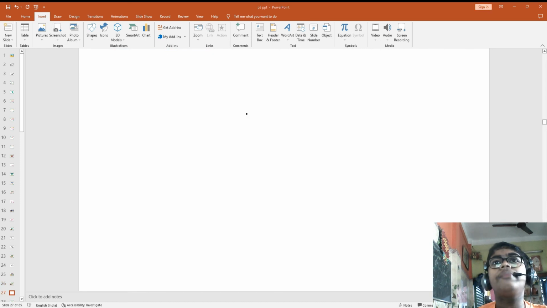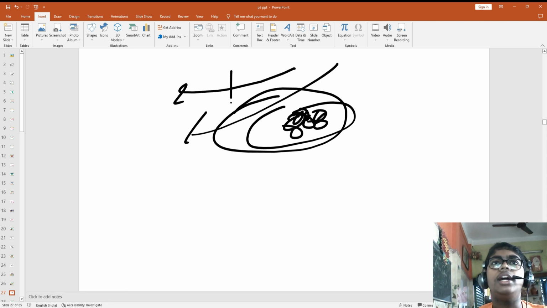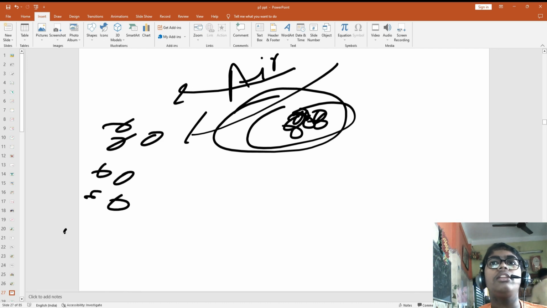So what is said here? A container is taken like this where the chaff with grains is kept. Now they are moved with the air. Now when they are moved with the air, the chaff that is lighter will fall here.